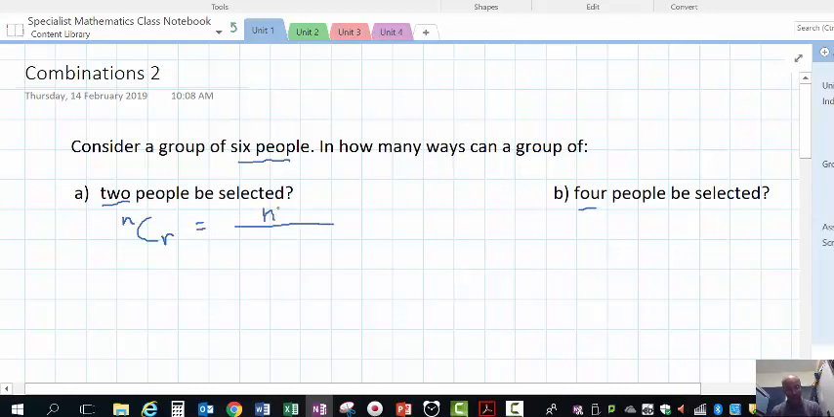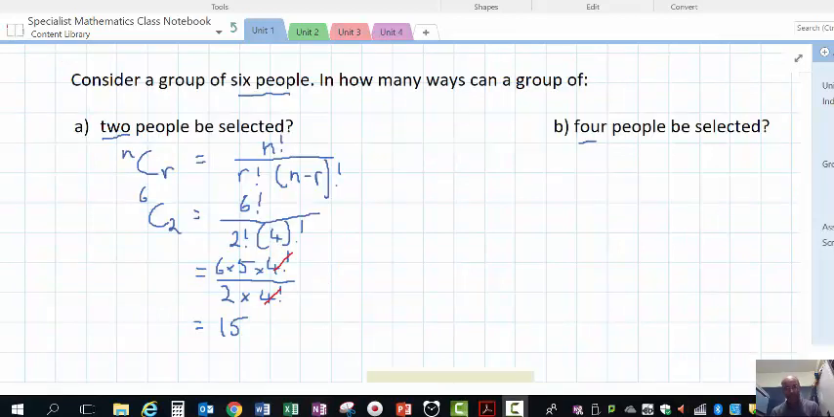writing out our formula, nCr is n factorial over r factorial times (n minus r) factorial, and in this one we've got 6C2. Okay, and we've got 6 factorial over 2 factorial times 4 factorial, and entering that in, you can get 15 for your answer there.